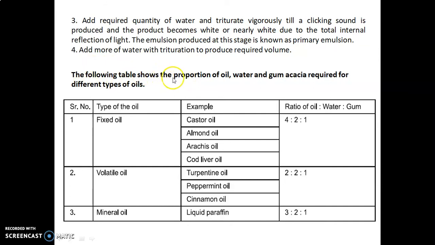The following table shows the proportion of oil, water, and gum acacia required for different types of oils. Serial number, type of oil, example, ratio of oil to water to gum. First, fixed oil, for example castor oil, almond oil, arachis oil, cod liver oil. The ratio of oil to water to gum is 4:2:1. Second, volatile oil, that is turpentine oil, peppermint oil, and cinnamon oil. The ratio of oil to water to gum is 2:2:1. Third, mineral oil, liquid paraffin, the ratio of oil to water to gum is 3:2:1.